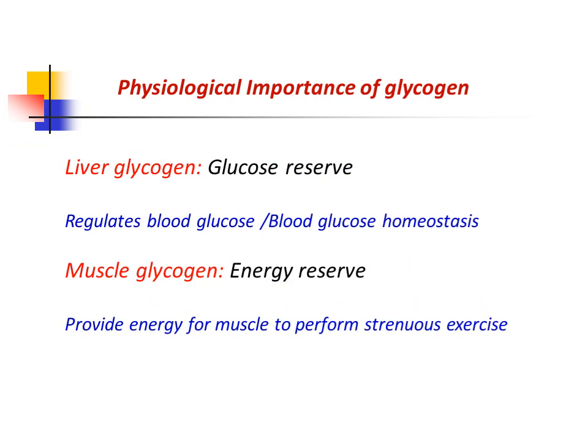Physiological importance of glycogen. Liver glycogen is known as glucose reserve. It regulates blood glucose or maintains blood glucose homeostasis. Muscle glycogen is known as energy reserve. It provides energy for muscle to perform strenuous exercise.